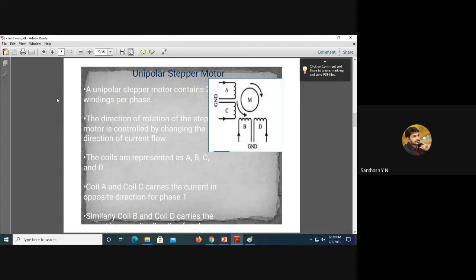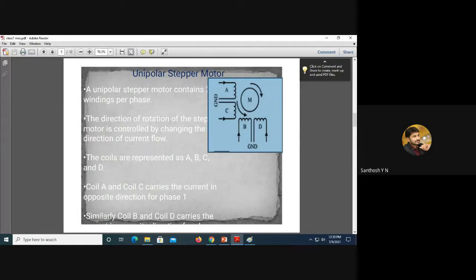A unipolar stepper motor contains two windings per phase. If you observe, this is one winding and this is another winding. A and C come under one phase, and B and D come under another phase. So there are two phases here, and in each phase there are two windings. A is one winding and C is another winding. B and D are two separate windings.